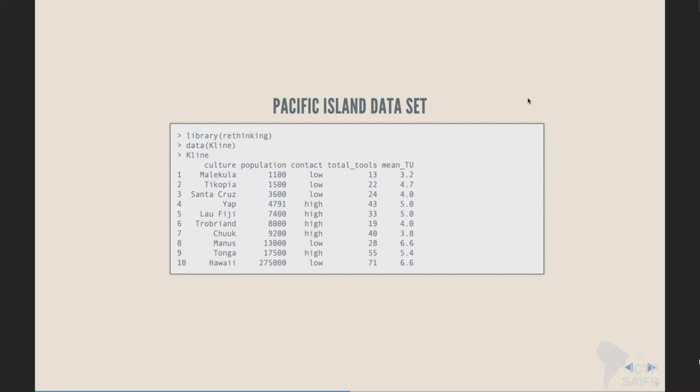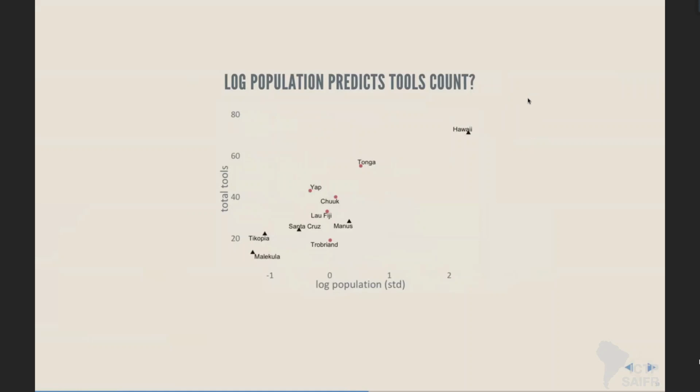So again, this is a fairly straightforward data set. We have one predictor and we have a count of tools. If we're modeling counts, which distribution would you choose? Poisson, okay? All right. So this is the standardized log population and tool count, and we have some sort of relation here that we would like to model, okay? I marked the populations with high contact in red and the populations with low contact in black here.